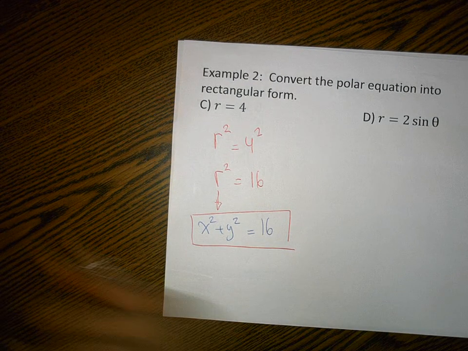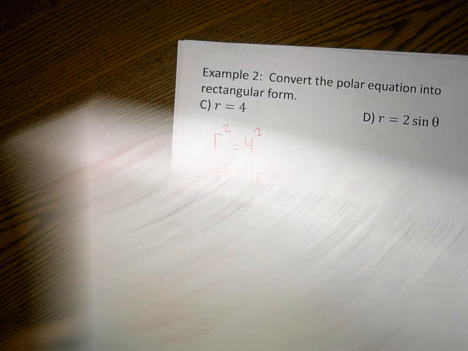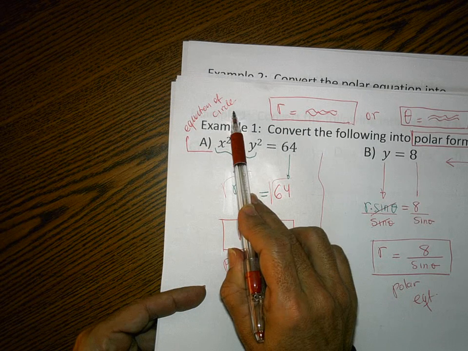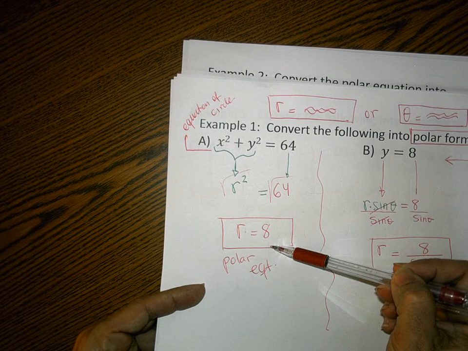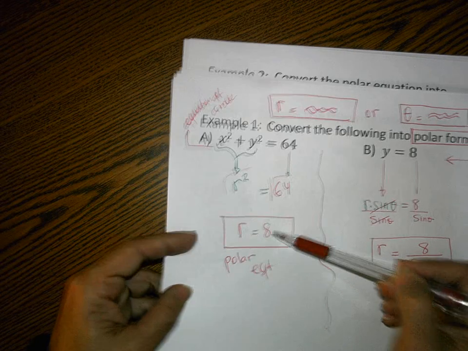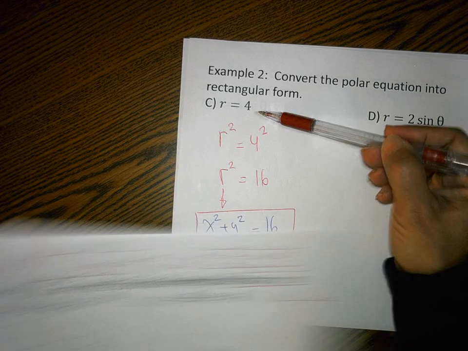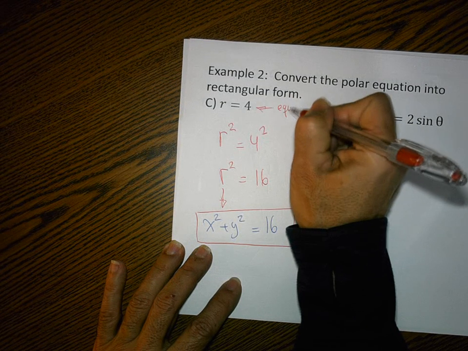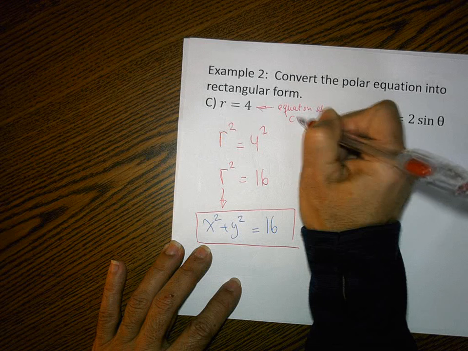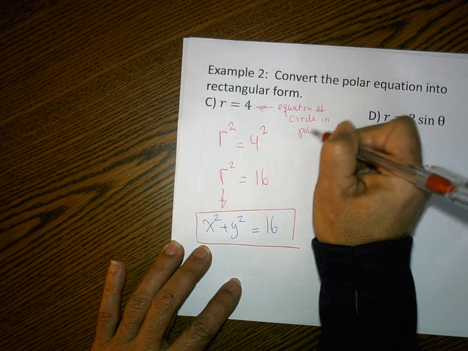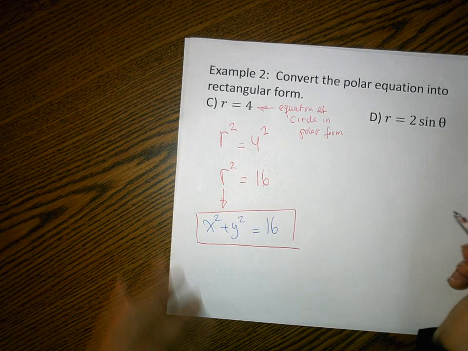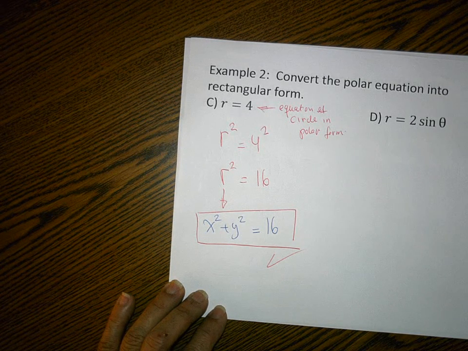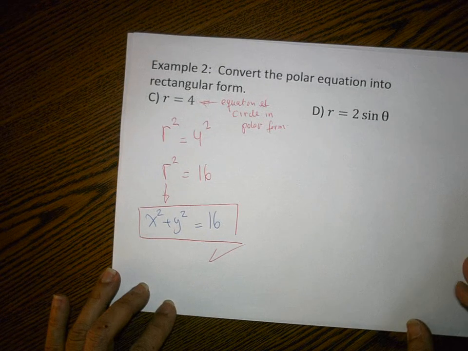Let's rewind a little bit. The very first example I gave you was x squared plus y squared equals 64, that's the equation of a circle. How do I switch it to polar? We did it. We got r equals 8. Well, I worked backwards. I gave you r equals 4. That's the equation of a circle in polar form. Now this is the equation of a circle in rectangular form.